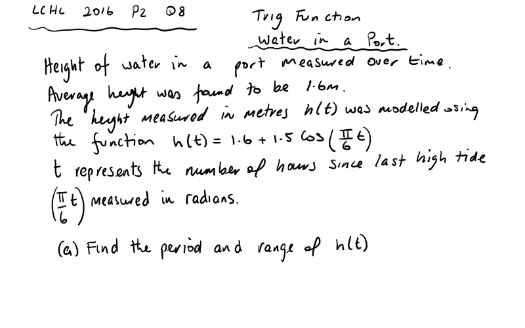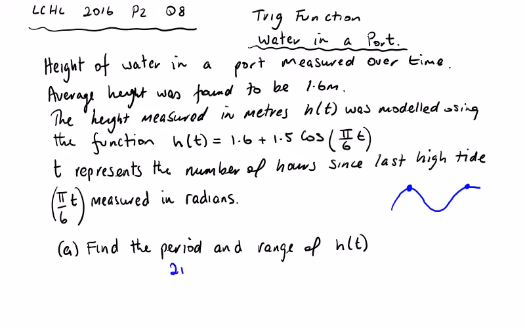T represents the number of hours since the last high tide, so that means that the high tide is my period. Pi t over 6 is measured in radians. Okay, find the period and range.